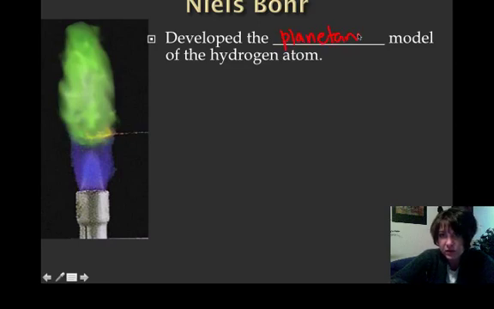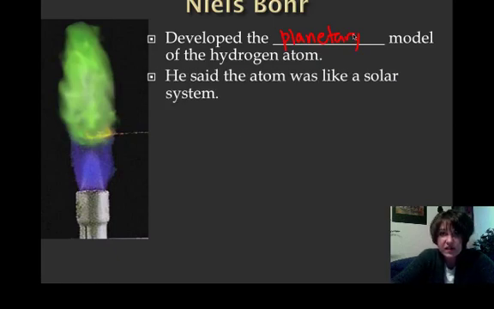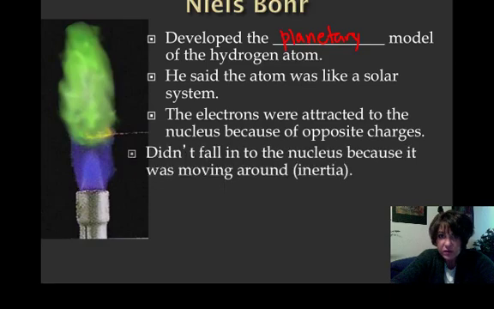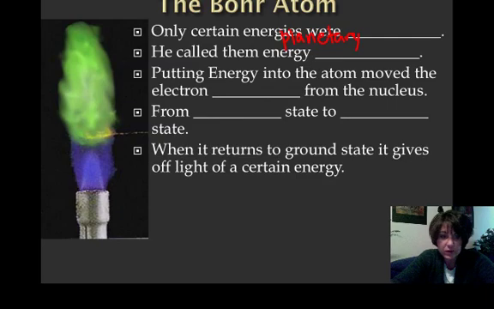And it worked reasonably well for this hydrogen atom because it was kind of like a solar system, based on the idea that the electron orbits the nucleus in certain orbitals or shells, and that it would stay in that kind of a pathway because it cannot get into a different energy level. He said the electrons would be attracted to the nucleus because of the opposite charge, but because they were moving so fast around the nucleus, they didn't fall into it. They didn't crash into the nucleus because of inertia as they continued around the orbital path.